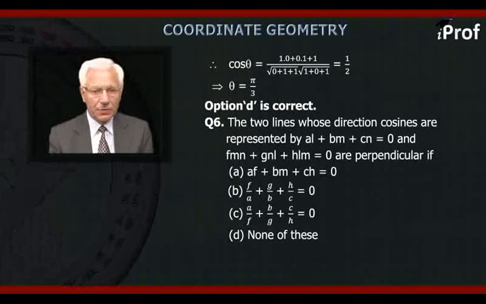The two lines whose direction cosines are represented by al plus bm plus cn equal to 0 and fmn plus gnl plus hlm equal to 0 are perpendicular if, the options are: af plus bm plus ch is equal to 0. Second option is f upon a plus g upon b plus h upon c equal to 0. Third option is a upon f plus b upon g plus c upon h is equal to 0. And the last option is none of these.